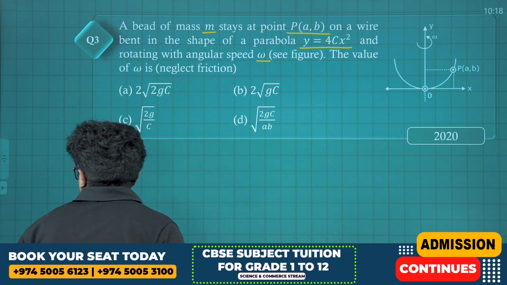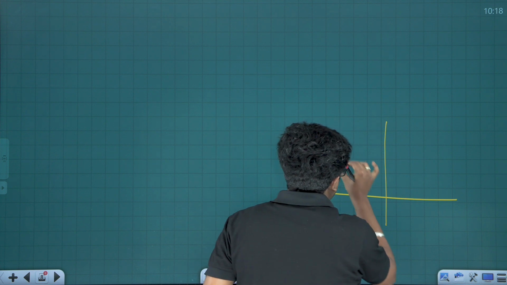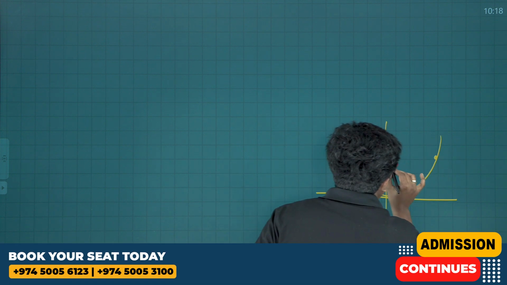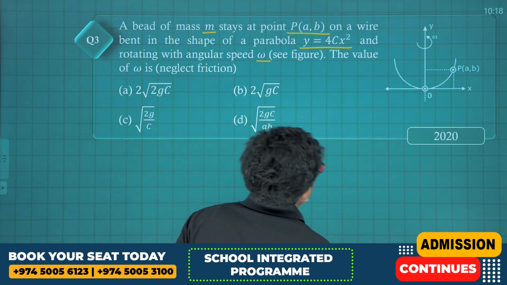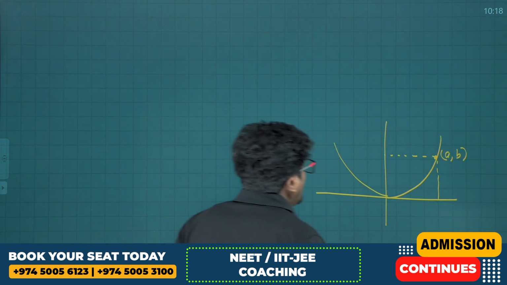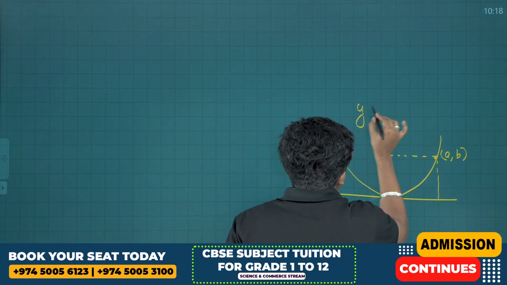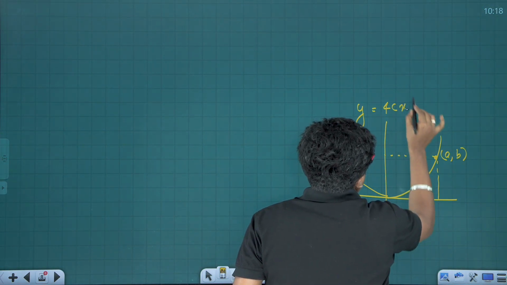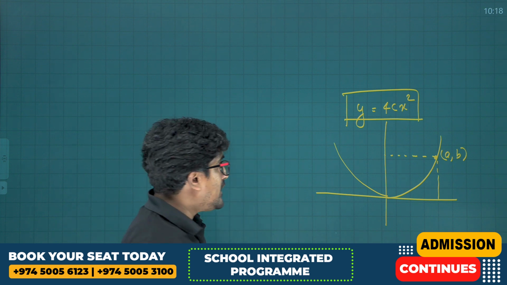All right, so this is that wire. And here the body is, and this point is marked as what? It is marked as (a, b), small letter a comma b, and the equation of the parabola is given as y equals 4 into capital C times x square. This is the equation. Are you getting me?